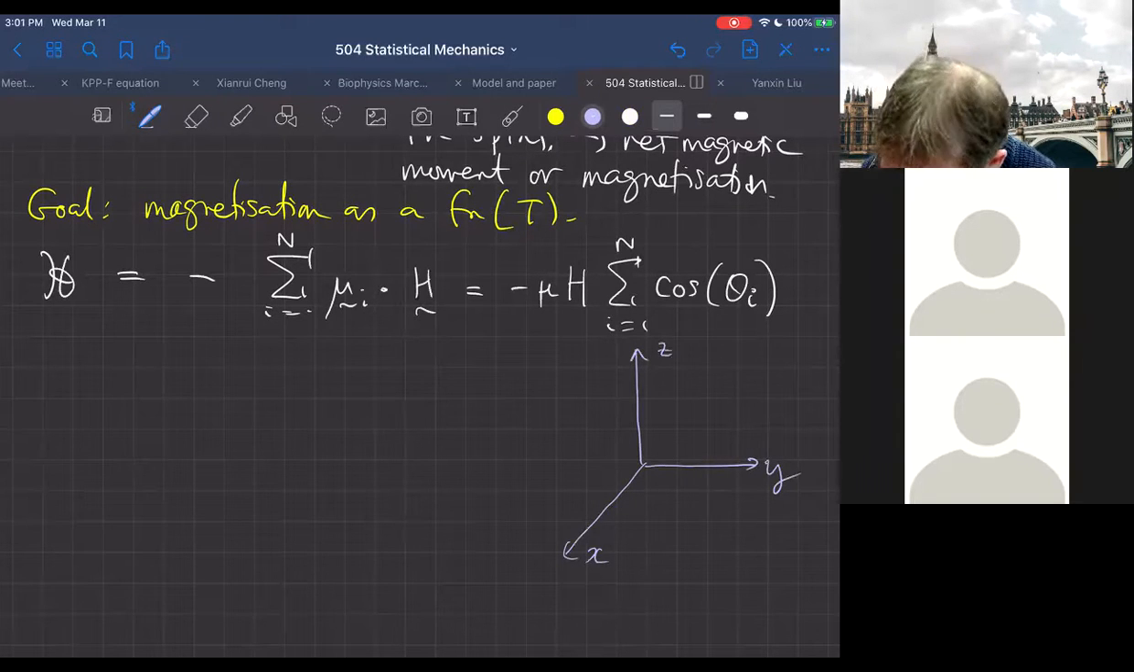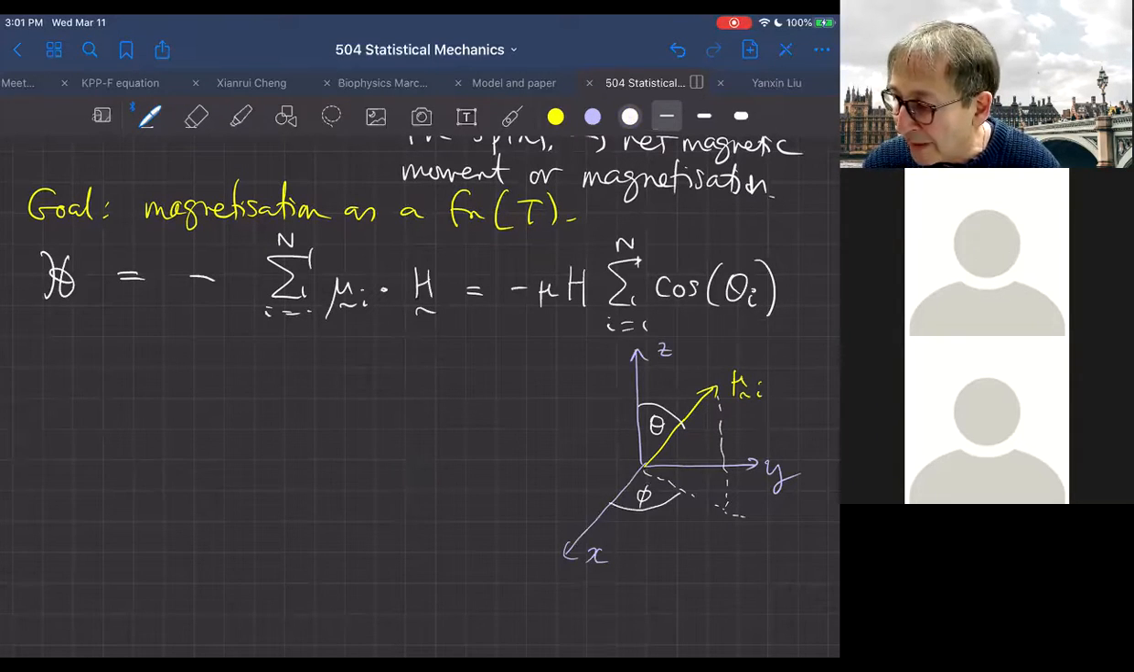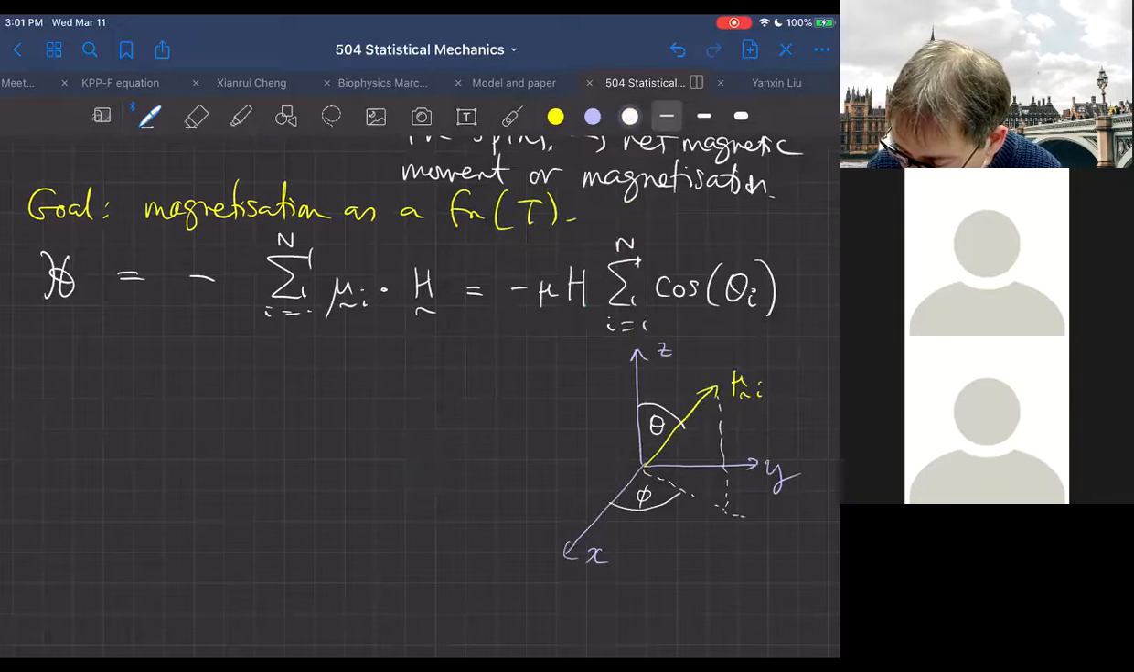Like so. Now I'm going to imagine that my magnetic moment is pointing out like so, and the angle with respect to the z direction is theta. Then I can project this down onto the xy plane, and this angle here is the spherical polar angle phi. This is true for each spin, and so I can write down the Hamiltonian as the sum of the cosines of those angles. So what I want then is to compute the partition function.